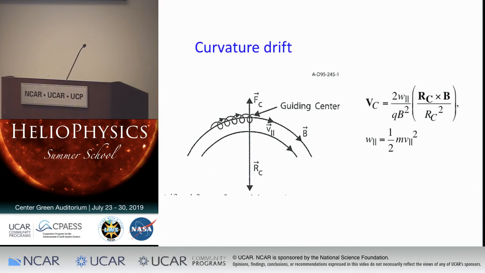So we have covered three of the drifts. There are a few more, but I just wanted to give you these because they are some of the prime examples that show up in heliophysics and astrophysics applications. Well, speaking of applications, I want to talk to you about the ring current.